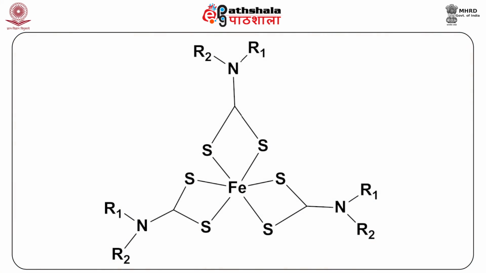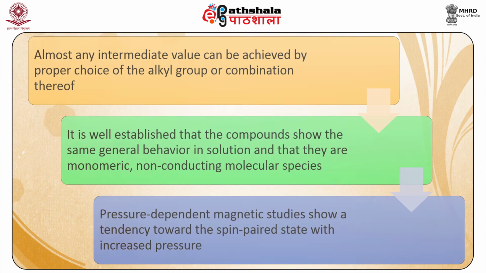Iron 3 plus complexes. The prime example of spin state equilibria involving iron 3 plus occurs with N,N-dialkyl dithiocarbamates. There exist three types of behavior depending on the alkyl substituent. Room temperature moments range from high spin to a minimum value of mu effective equals 3.02. Almost any intermediate value can be achieved by proper choice of alkyl or combination thereof.